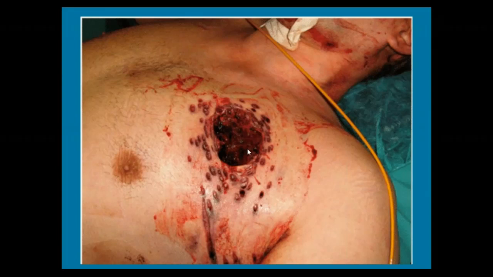And I've even seen the wadding that holds the shot in the shotgun shell actually embedded in a patient. That's a pretty significant wound.